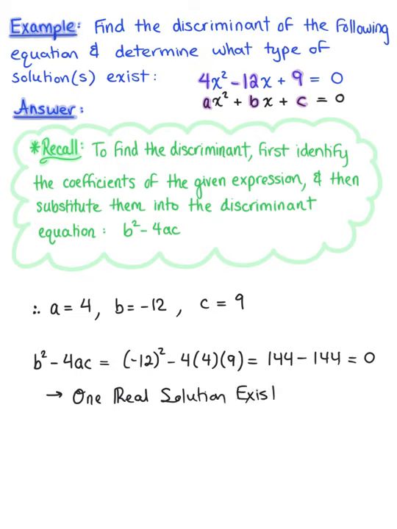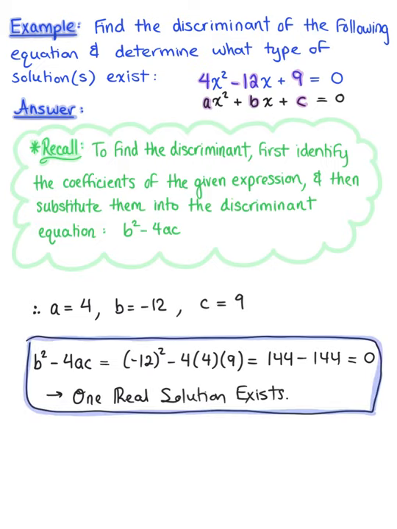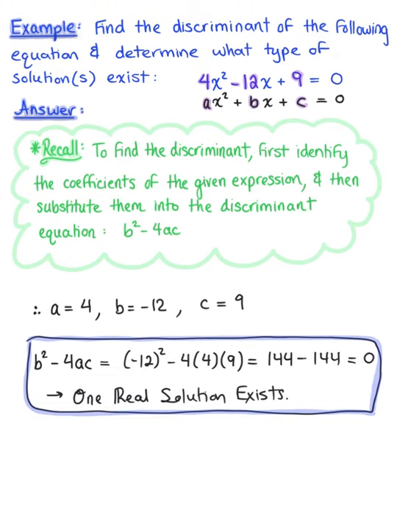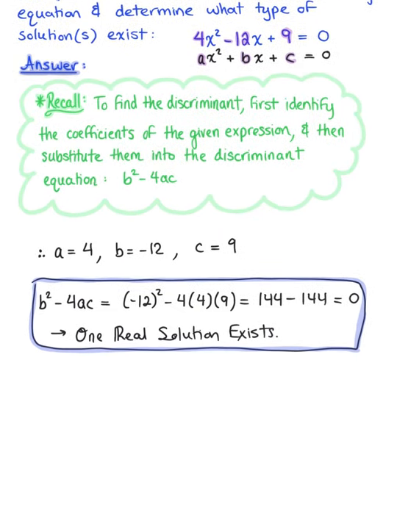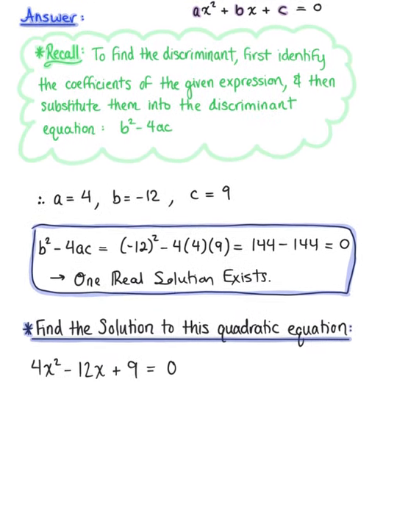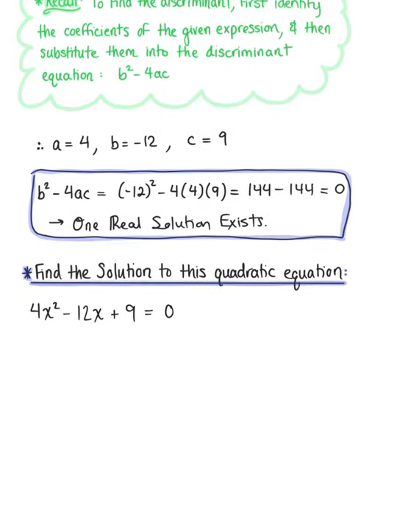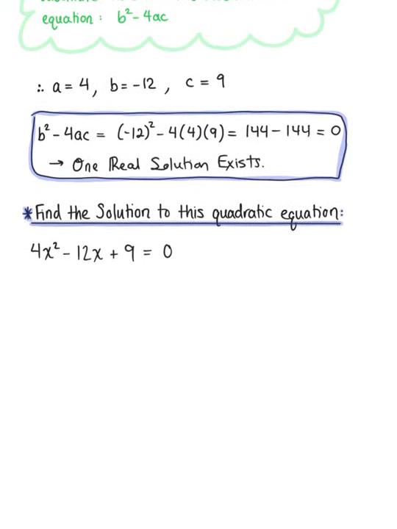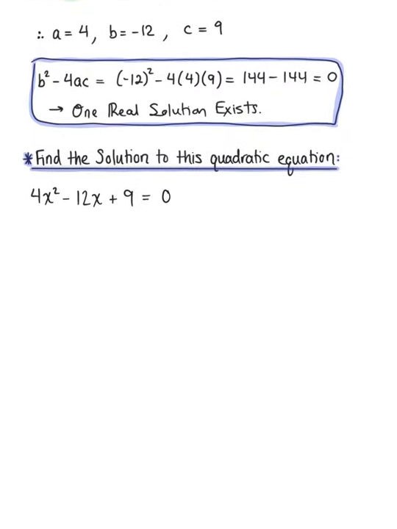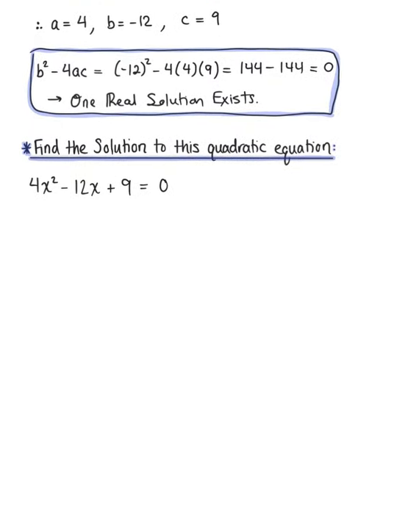So what does this mean? That one real solution exists. Well, let's now take this one step further and actually solve this quadratic equation to find the solution. And then we'll also go ahead and think about what this quadratic equation looks like graphically.